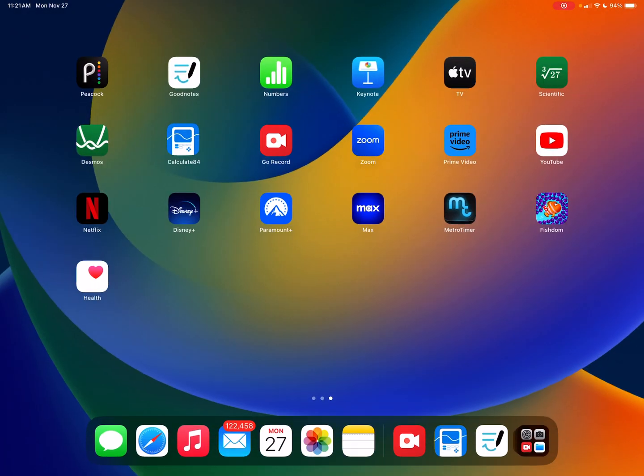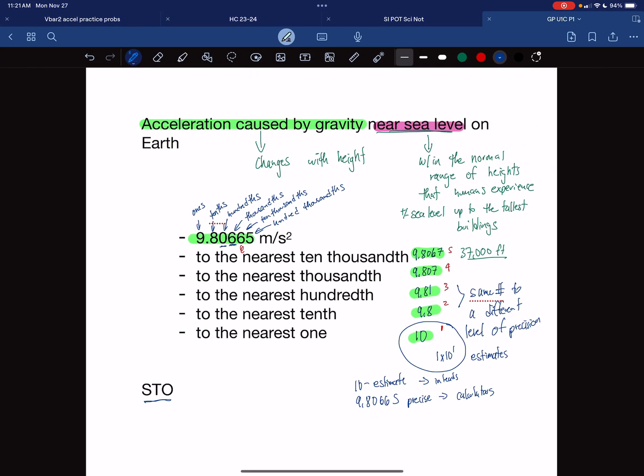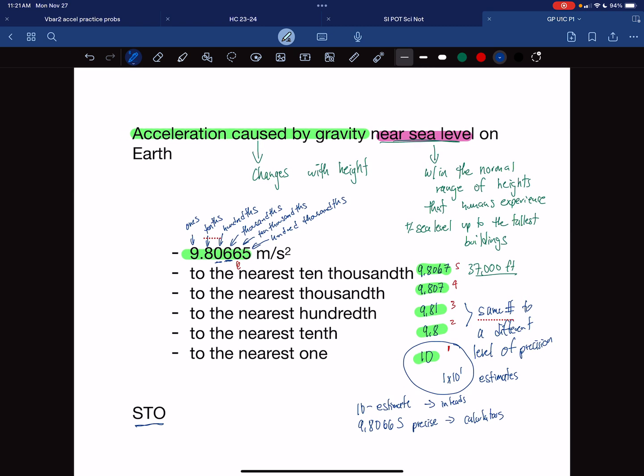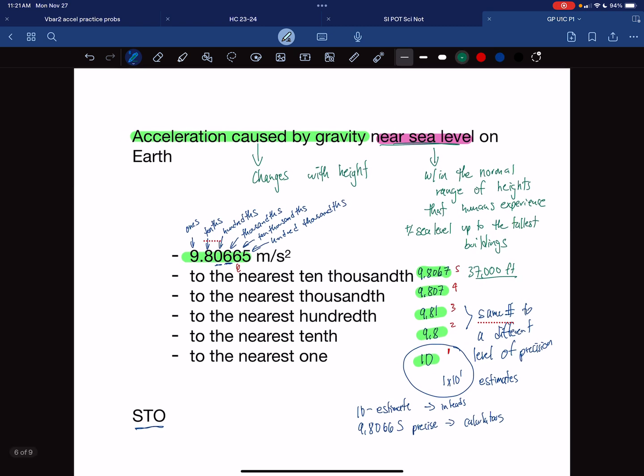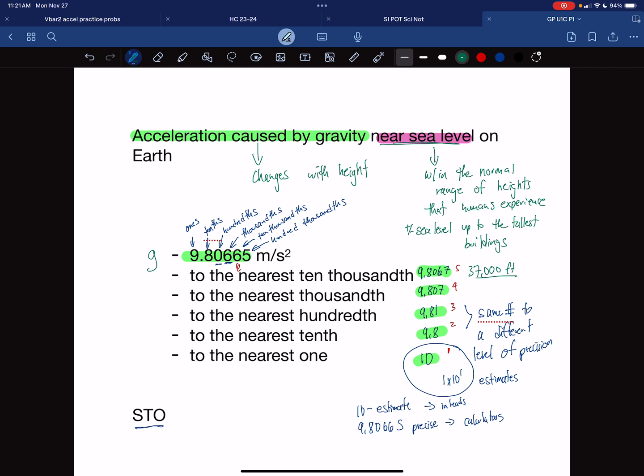So that is G, the acceleration caused by gravity, and we will usually see it written as a lowercase g. So lowercase g equals 9.80665, the precise value. We can store it in our calculator. We can use it for just about anywhere that any human being besides an astronaut would go on the Earth, and we can use that number there.